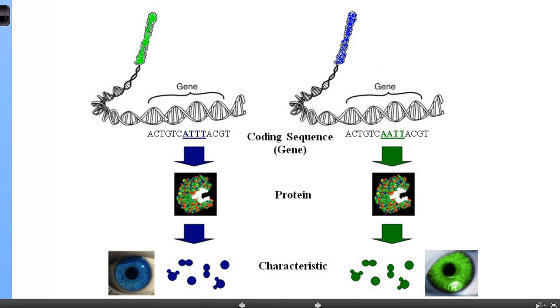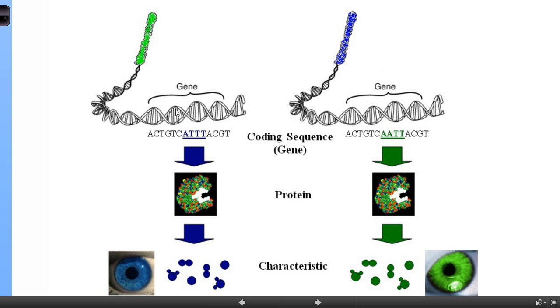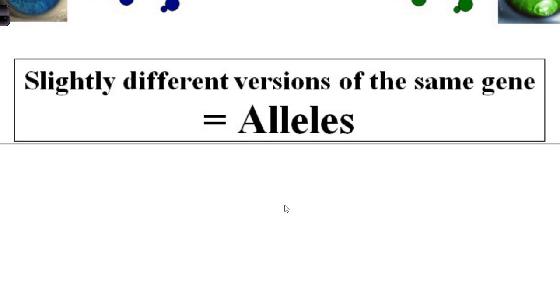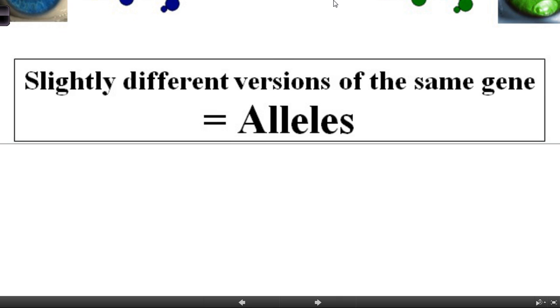You can still say this is a gene for blue eyes, but really what we should be saying, just to try and make it clear, is we've got here a gene for eye color and another gene for eye color, but here we've got the blue eye allele, the blue eye version of the gene, and here the green eye allele, the green eye version of a gene. So if you remember that an allele is an alternative or slightly different version of the same gene, or a gene that codes for the same characteristic, then you won't go wrong. So when you see that word allele, just substitute it with version of a gene.